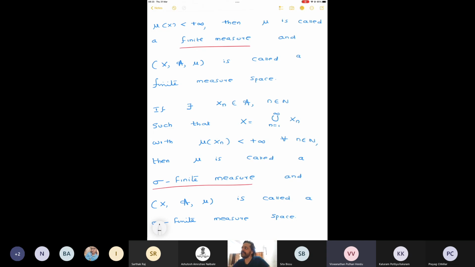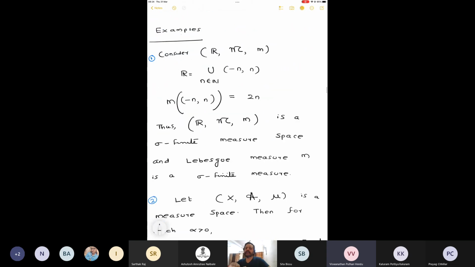You have seen that R with Lebesgue measure small m is not a finite measure. Yes or no? Yes, the real number line with Lebesgue measure is not a finite measure. The question is, is it sigma finite? Yes, sir. Sigma finite? Yes, because R you can write, for instance, as the union of [-n, n].